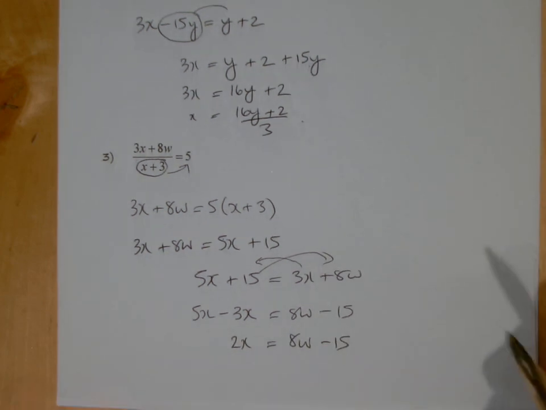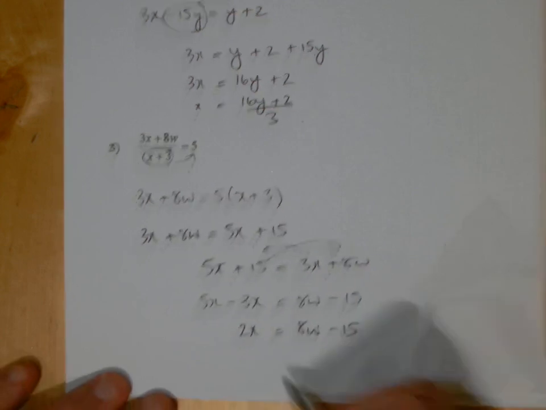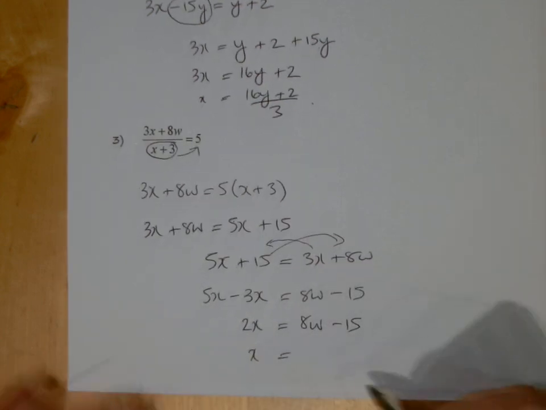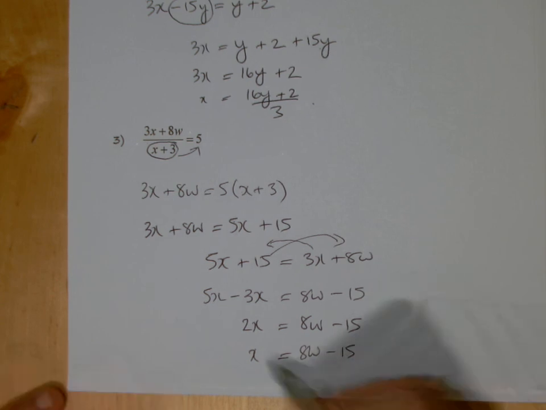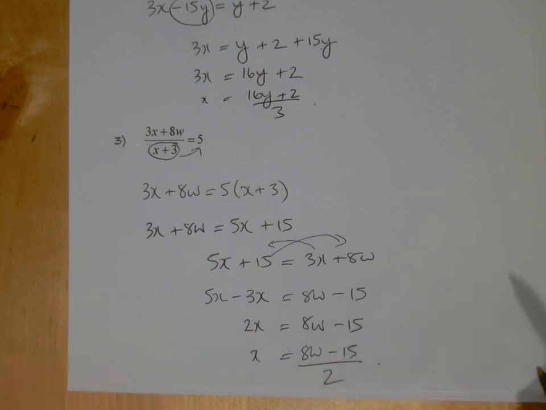So 2x is 8w minus 15, which means then x will equal 8w take away 15, well, because it's 2 times x, take the 2 over and divide. And there's your answer for x. x is equal to 8w minus 15 all over 2.